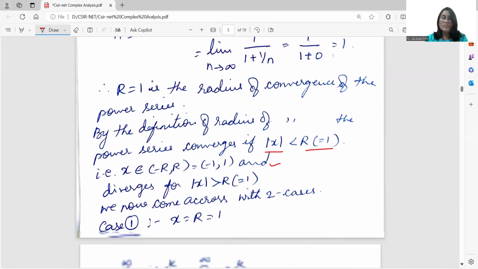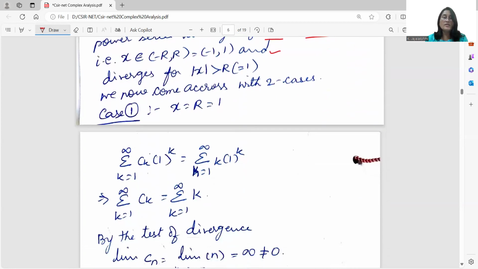Now, therefore, we come across two cases. What are the cases? The first case is that x is equal to R, which is equal to 1. Let's see what happens with this. Summation k equals 1 to infinity ck times 1 to the power of k. And as you all know, ck is equal to k. So therefore, summation k equals 1 to infinity k times 1 to the power of k, which is equal to summation k equals 1 to infinity k.